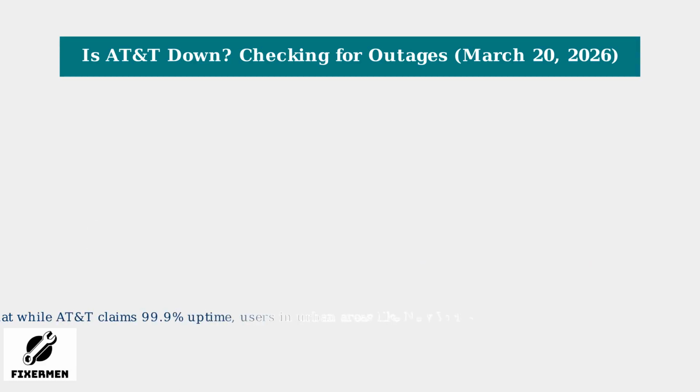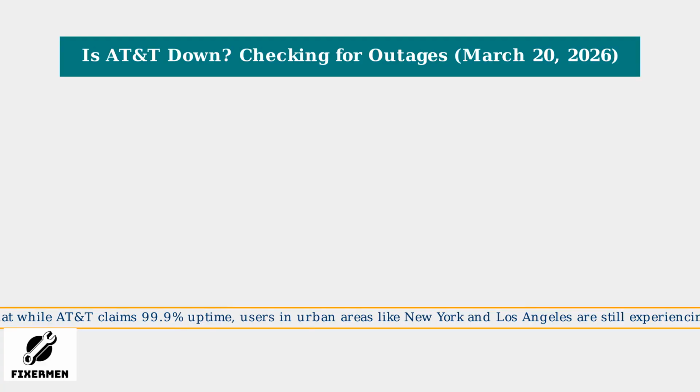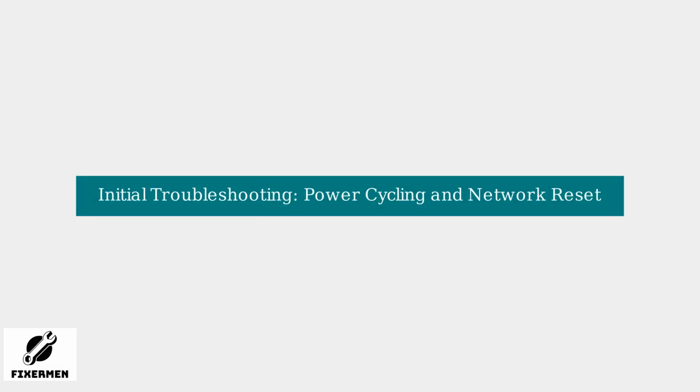Recent reports indicate that while AT&T claims 99.9% uptime, users in urban areas like New York and Los Angeles are still experiencing signal strength issues. Before diving deep into complex solutions, try these simple initial troubleshooting steps for your AT&T service.